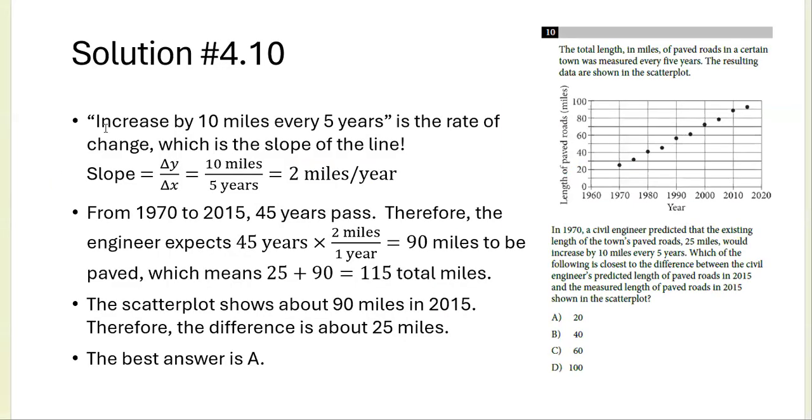That's why I'm saying this first bullet point: increase by 10 miles every 5 years. So that's slope, which is change in the y over change in x, 10 miles over 5 years. That's 2 miles per year. That's the slope of this imaginary line that the civil engineer modeled. So with that model, we can predict how many miles of paved roads there would be in which year?